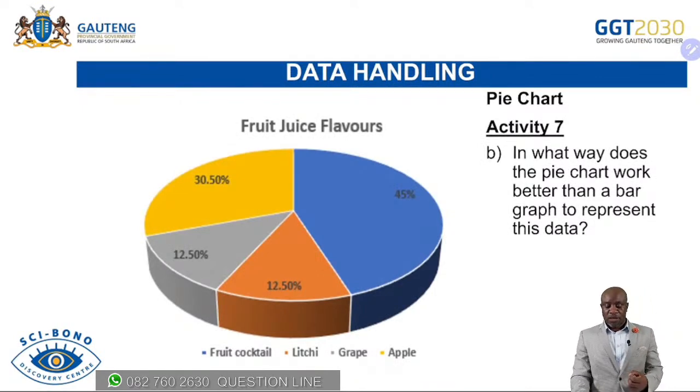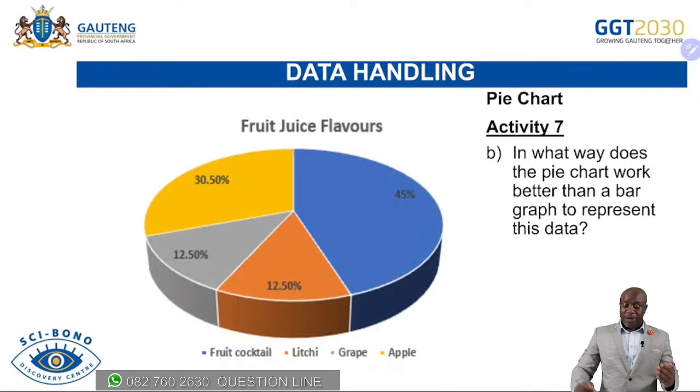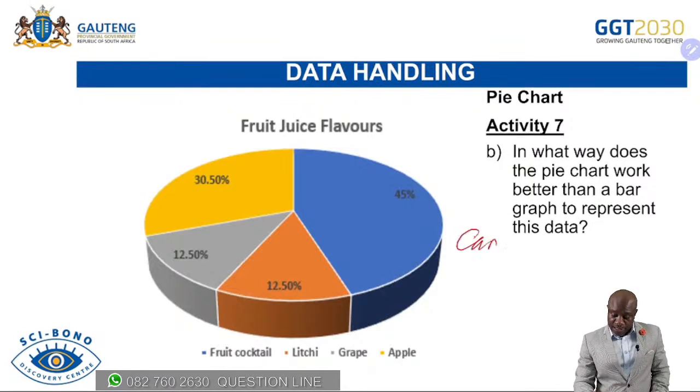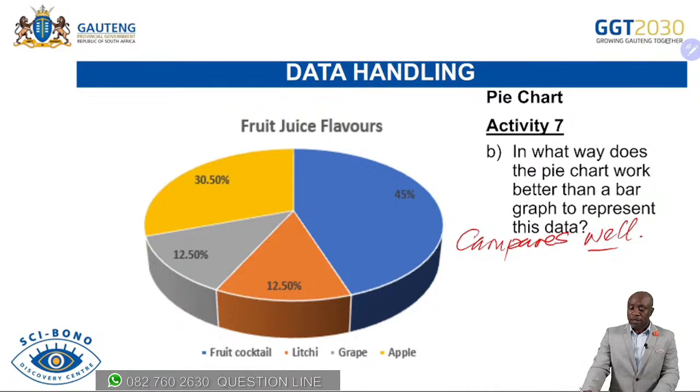The pie chart works better than a bar graph because it removes those bars and it shows us the comparison. It compares very well in one picture, not in different parts. So it puts them into one perspective, into one value. So it's good for comparison. So the pie chart compares better than the bar graph and even the histogram.